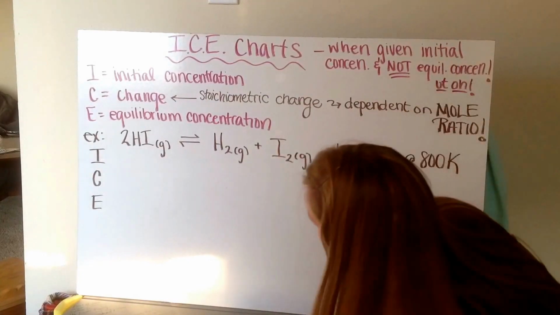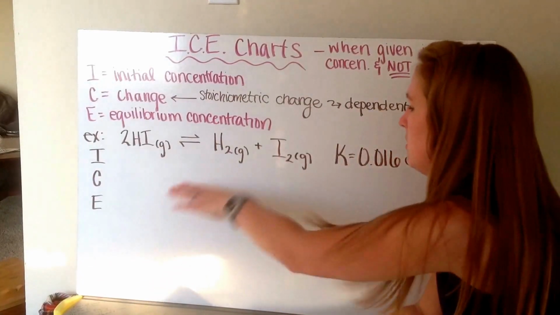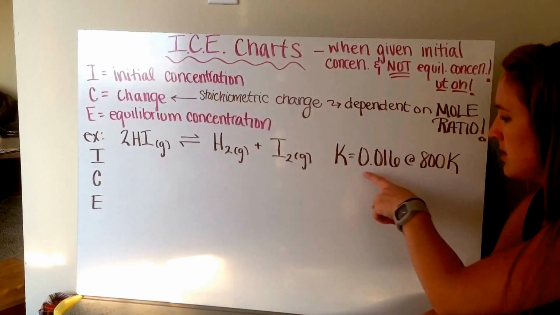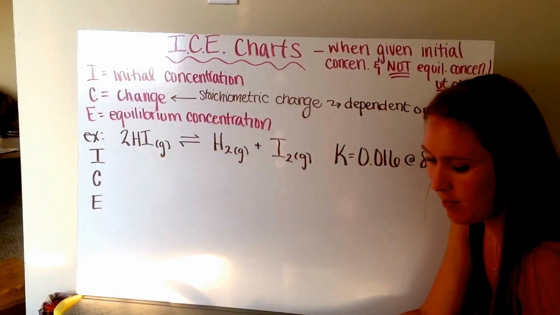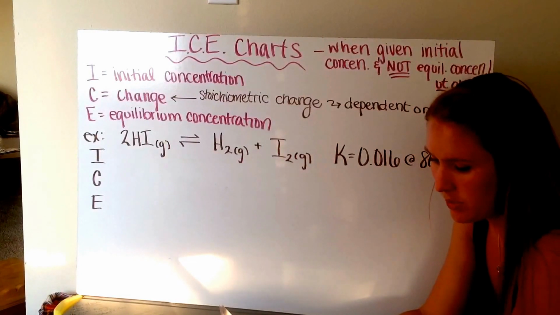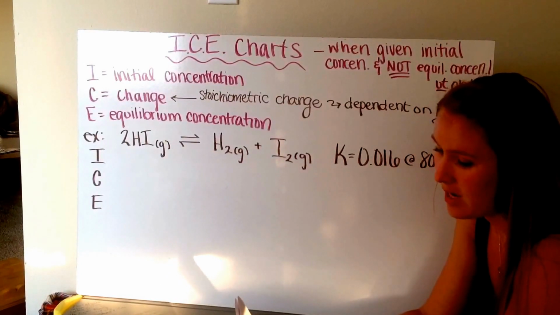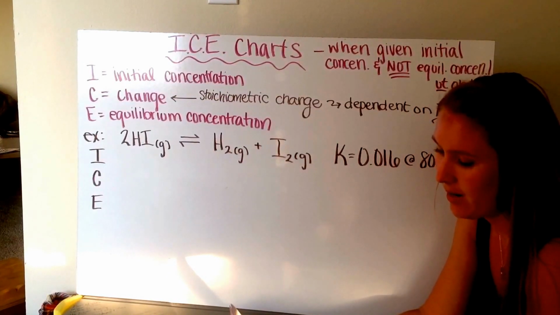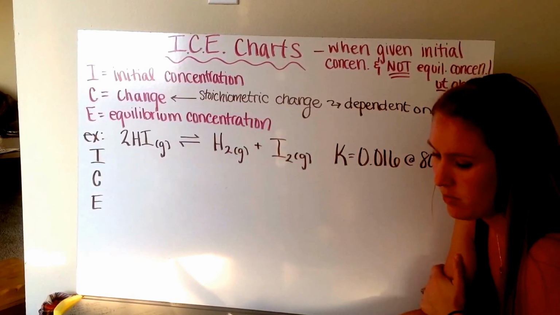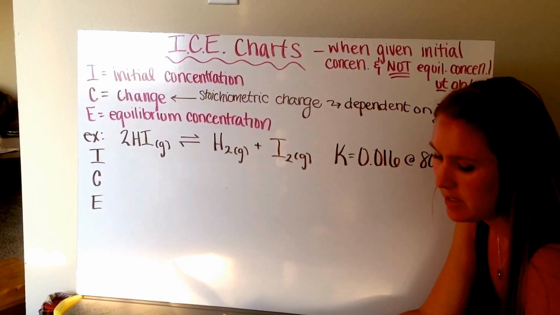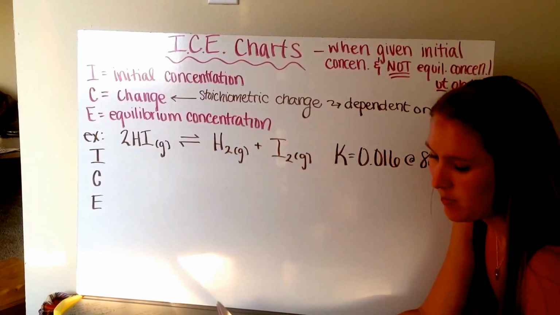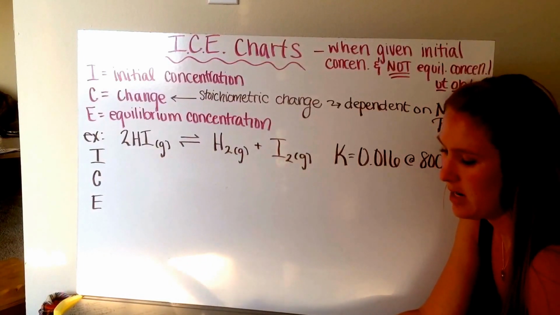So in our example, we have the equation listed here with a K value of 0.016 at 800 Kelvin. It says that 4 moles of HI are placed in an evacuated 5-liter flask and then heated to 800 Kelvin. The system is allowed to reach equilibrium. What will be the equilibrium concentration of each species? So we're going to let X represent the change in concentration of the hydrogen gas.